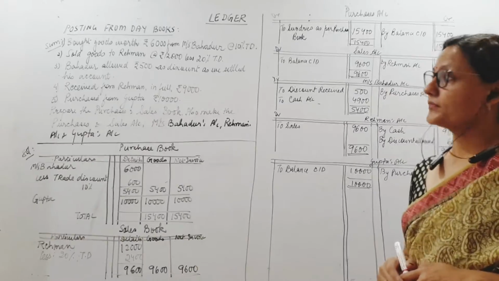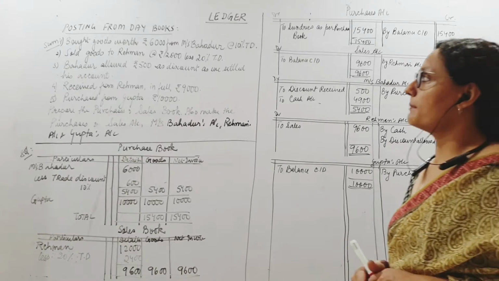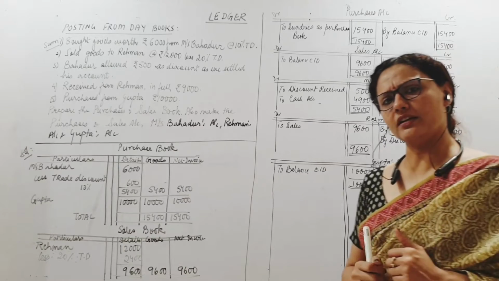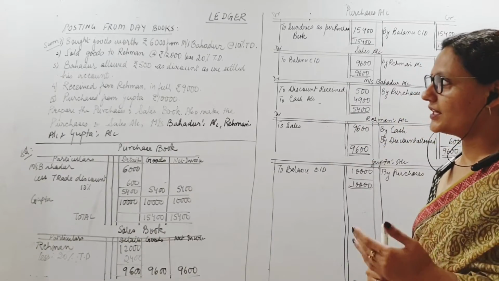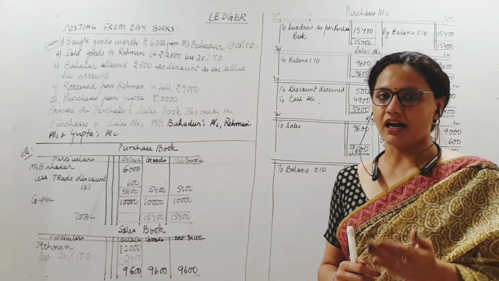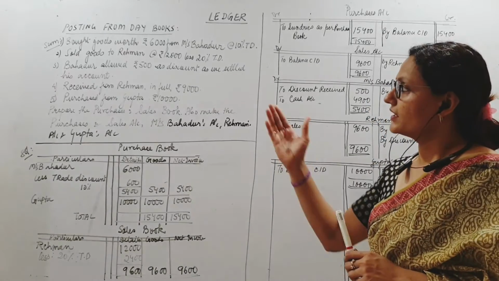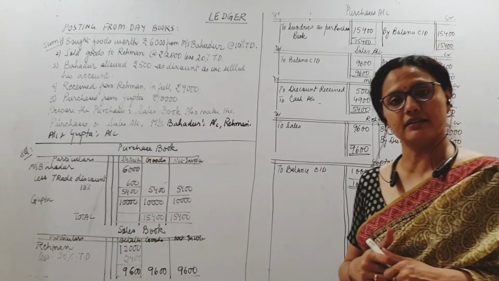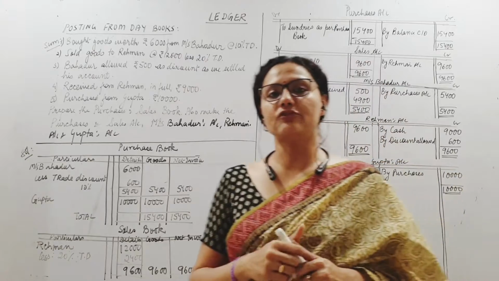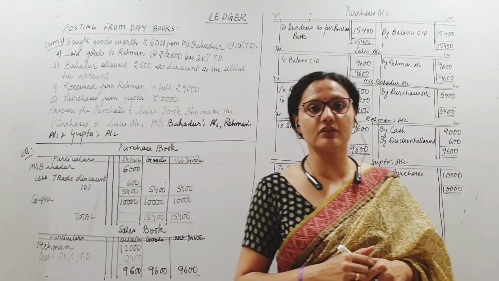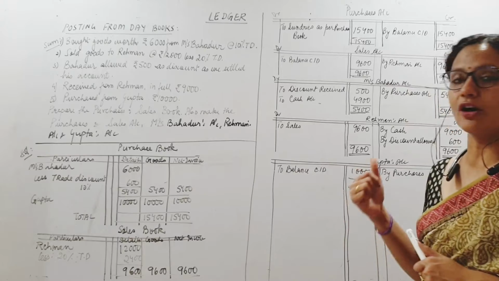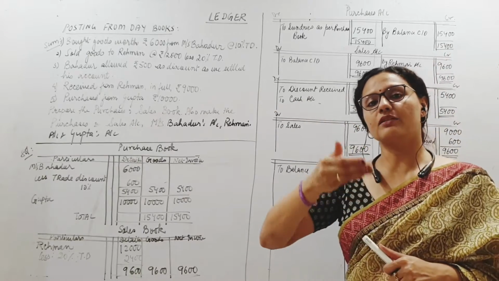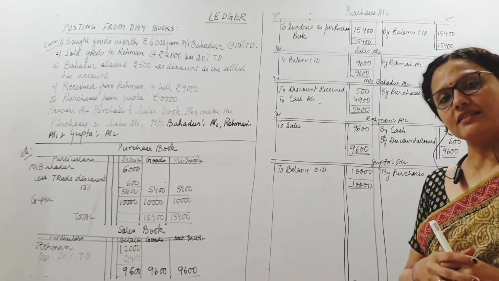Now the sum says, bought goods worth 6,000 from Messrs. Bahadur at 10% trade discount. Fine. What should be the journal entry for this? Yes. Purchases account debit to Messrs. Bahadur's account. Sold goods to Rahman, 12,000, 20% trade discount. Now this will be recorded in which journal? Yes, sales book, because it is credit sales of goods. So sold goods to Rahman, 12,000, entry is Rahman's account debit to sales, which will be recorded in sales book.